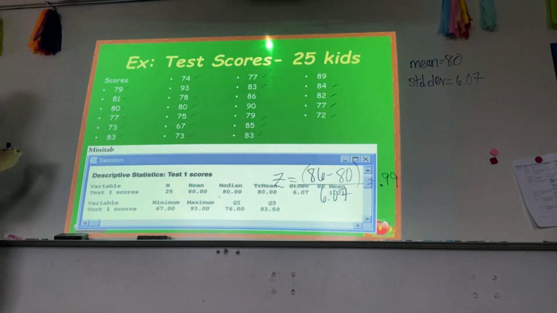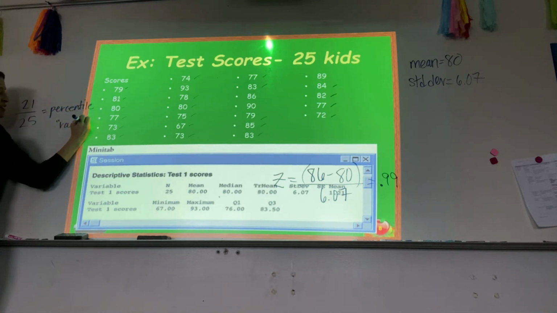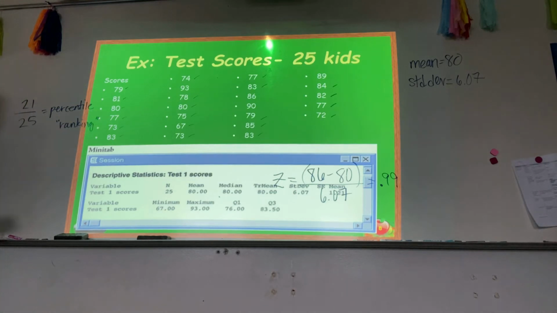All right, so 21 out of how many students? So 21 out of 25. This is a quick percentile to tell you her ranking, right? So do that in your calculator. Is it 21 out of 25? All right, so it looks like she's about in the 84th percentile. And all that does is just show her that about 84% of the people fell below Jenny.